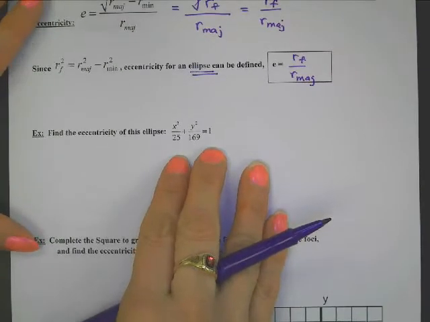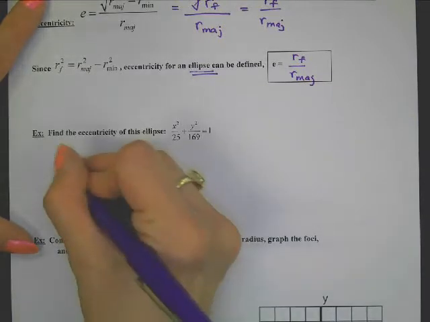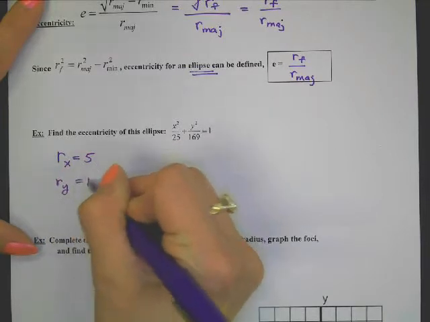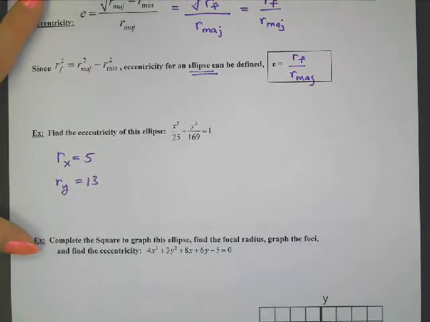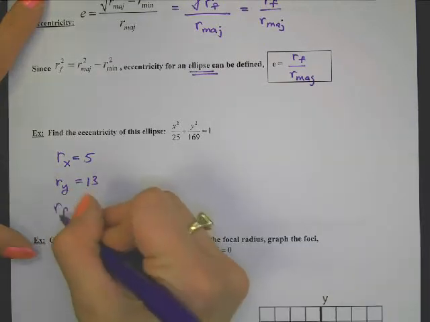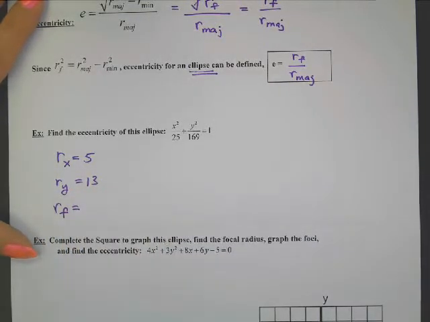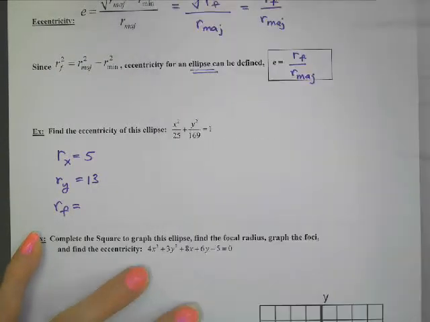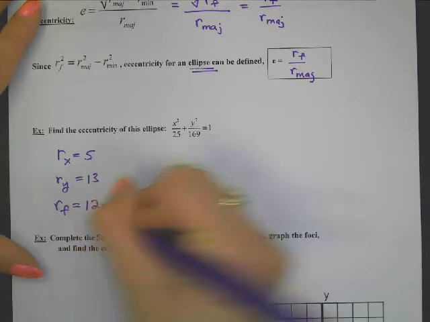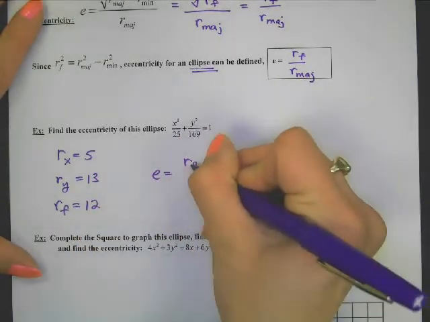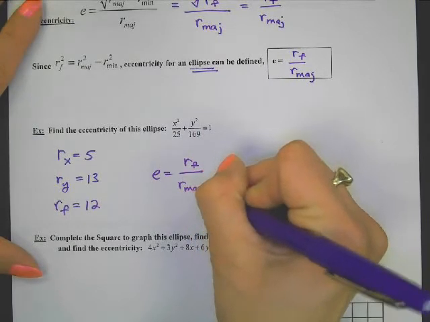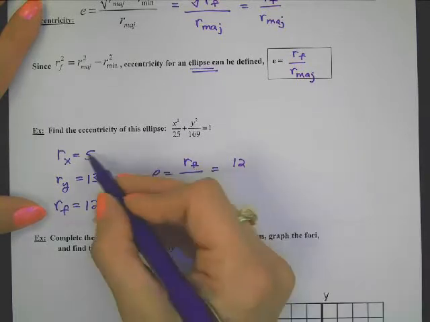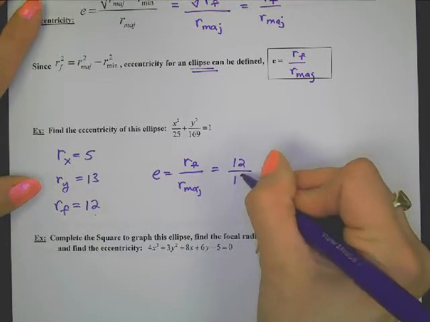Okay, so let's take a look at this ellipse and let's find its eccentricity. R sub x is 5. R sub y is 13. And r sub f, we just calculated on the last problem. This is the same as the last problem. R sub f is 12. So we have the focal radius being 12. Eccentricity is focal radius over major radius. The focal radius is 12, and the major radius of these two would be 13.